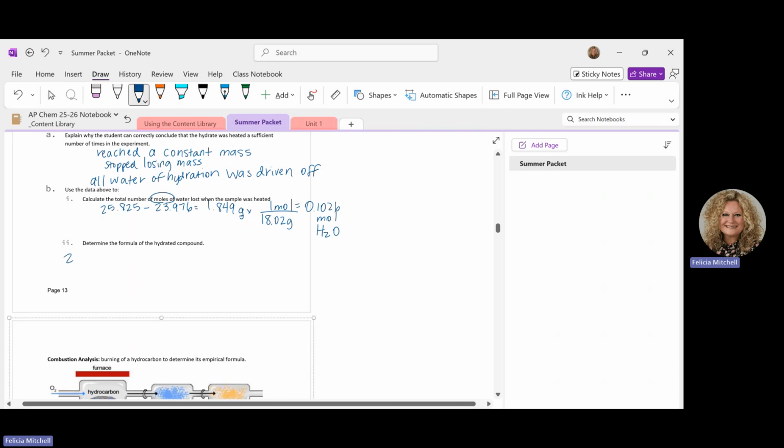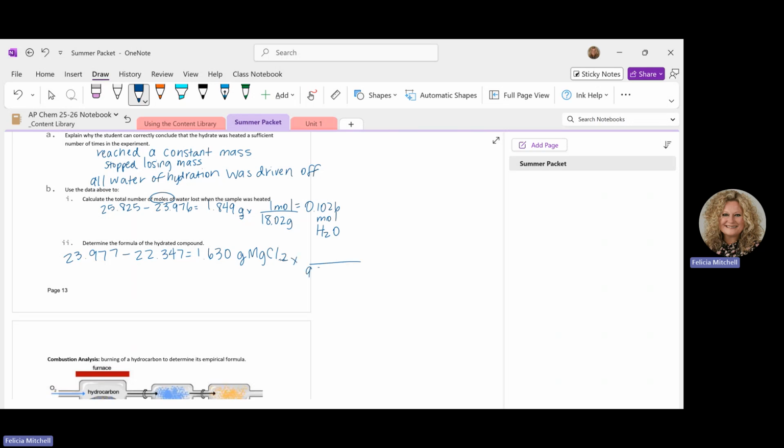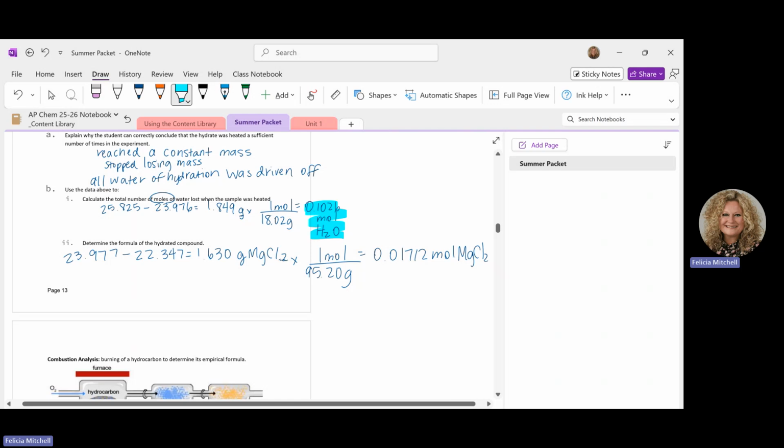So I say, all right, 23.977 minus 22.347, that is what tells me the number of grams I have of magnesium chloride. I'm just getting that from the chart. And if I flip that to moles using molar mass, that means I had 0.01712 moles of magnesium chloride. So now I've got moles of the water and moles of the other substance, like an empirical formula, where I have to divide by the smallest number of moles. Well, this is the smallest.